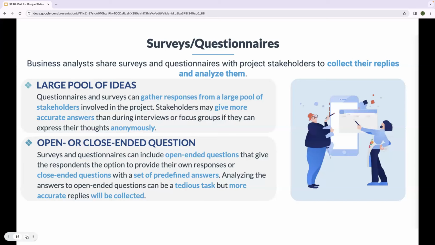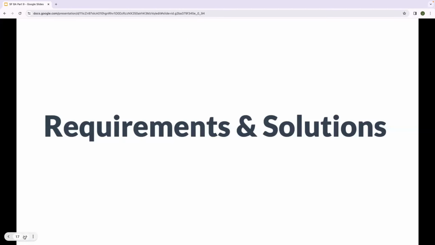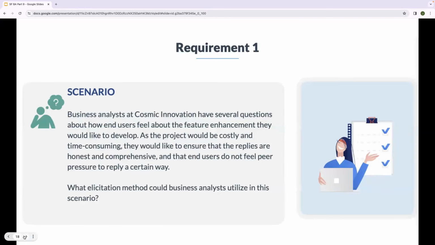Analyzing the answer to open-ended questions can be a tedious task, but more accurate replies will be collected. Requirements and solutions. We can see some scenarios.